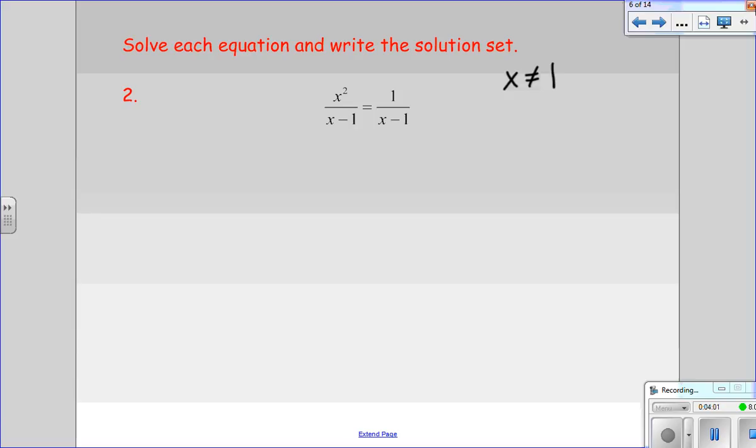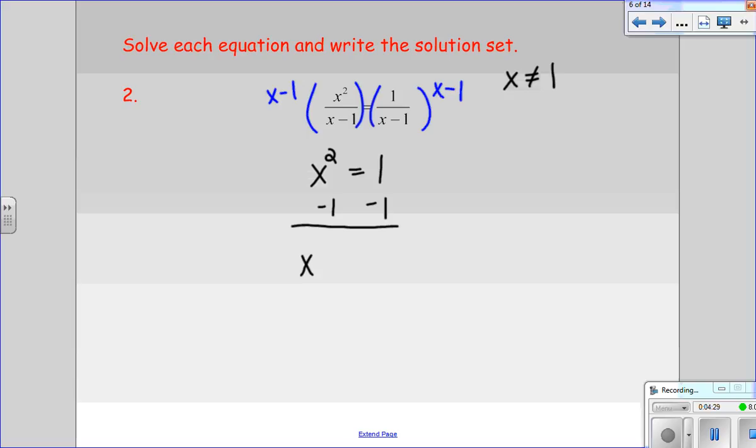So I will multiply the left side of the equation and the right side of the equation by x minus 1. And you'll notice when I do that, on both sides of my equation, the x minus 1s cancel. So I'm left with x squared on the left side equals 1 on the right side. Now what I have here is a quadratic equation because I have an x squared. So to solve quadratic equations, we set it equal to 0. And we factor it. x plus 1, x minus 1 equals 0.